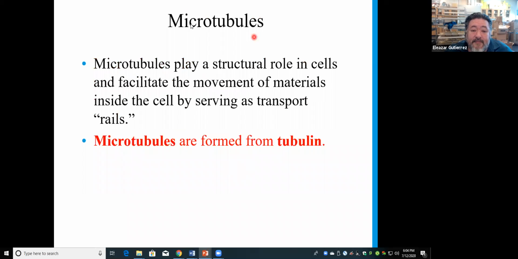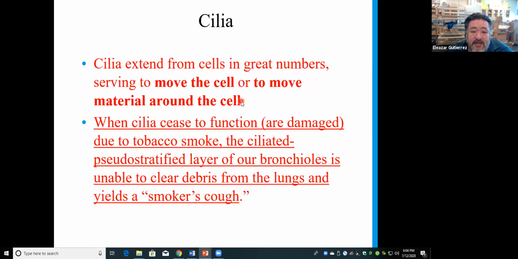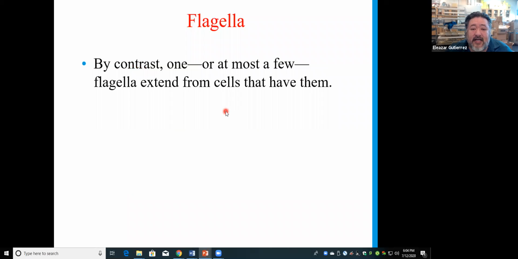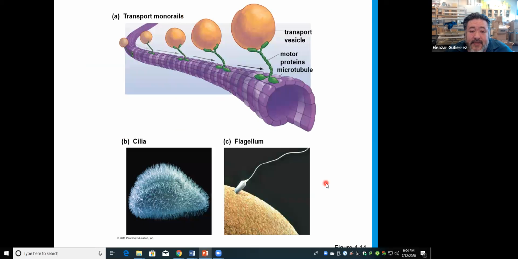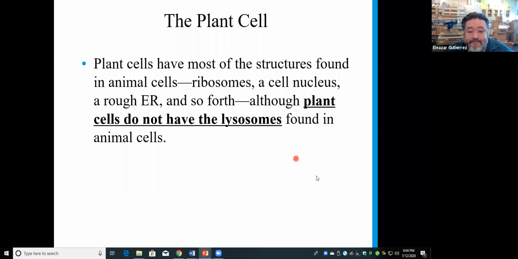Starts right here. Microtubules made from tubulin. Cilia and flagella are made from microtubules. Okay, we learned the purpose of cilia in the lungs and the fact that both cilia and flagella are used for the movement of cells. Okay, so microtubule, very, very important. Okay, the plant cell.